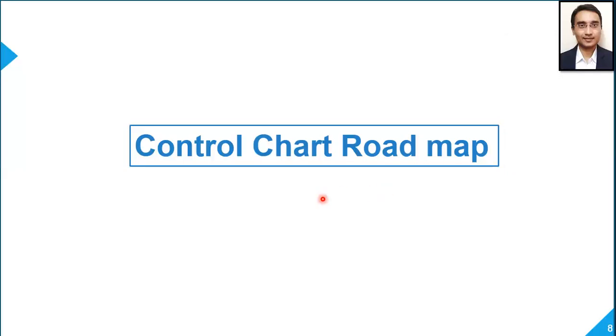Control chart roadmap. Let's go through the roadmap of the control chart. Next slide, please.